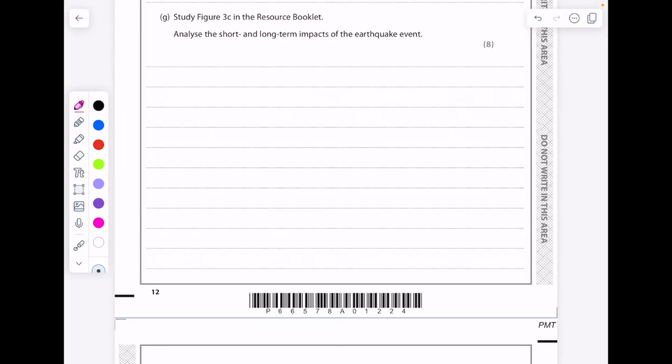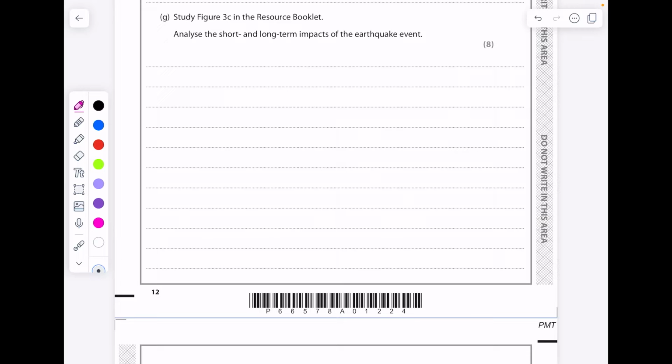The longer term impacts of an earthquake are largely the financial costs, repairing services, infrastructure, damaged roads. And I'm going to run you through a past paper question that really looks in greater depth at the short and long term impacts of an earthquake. Study figure 3C in the resource booklet and analyse the short and long term impacts of the earthquake event.